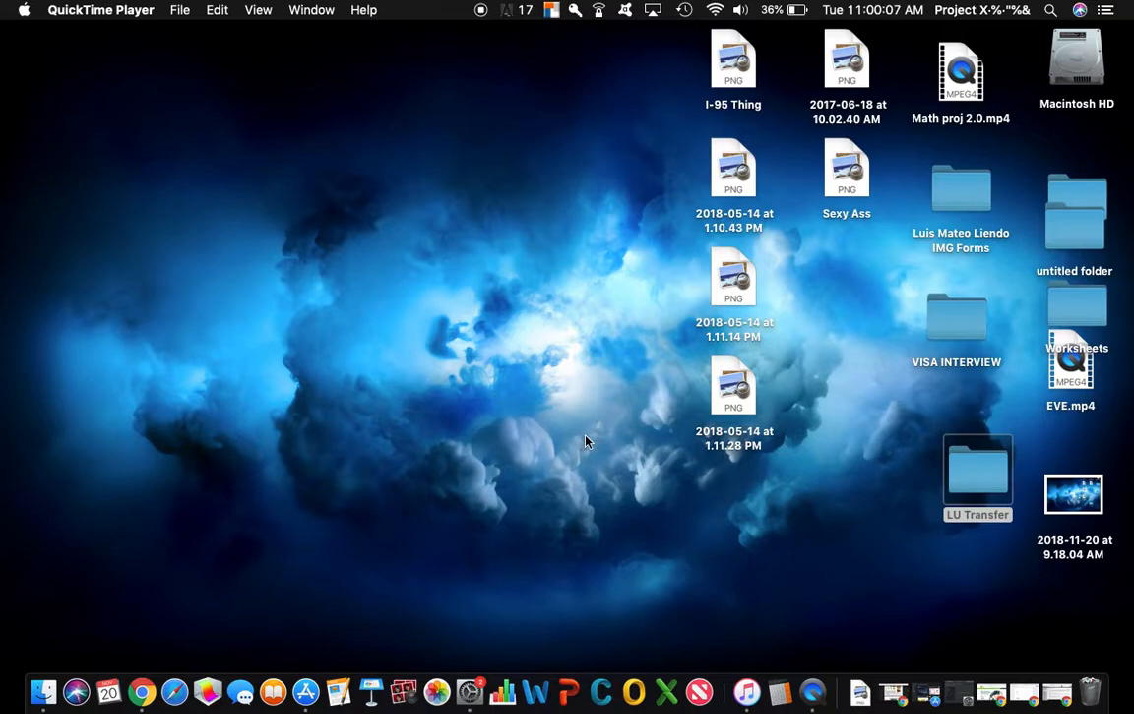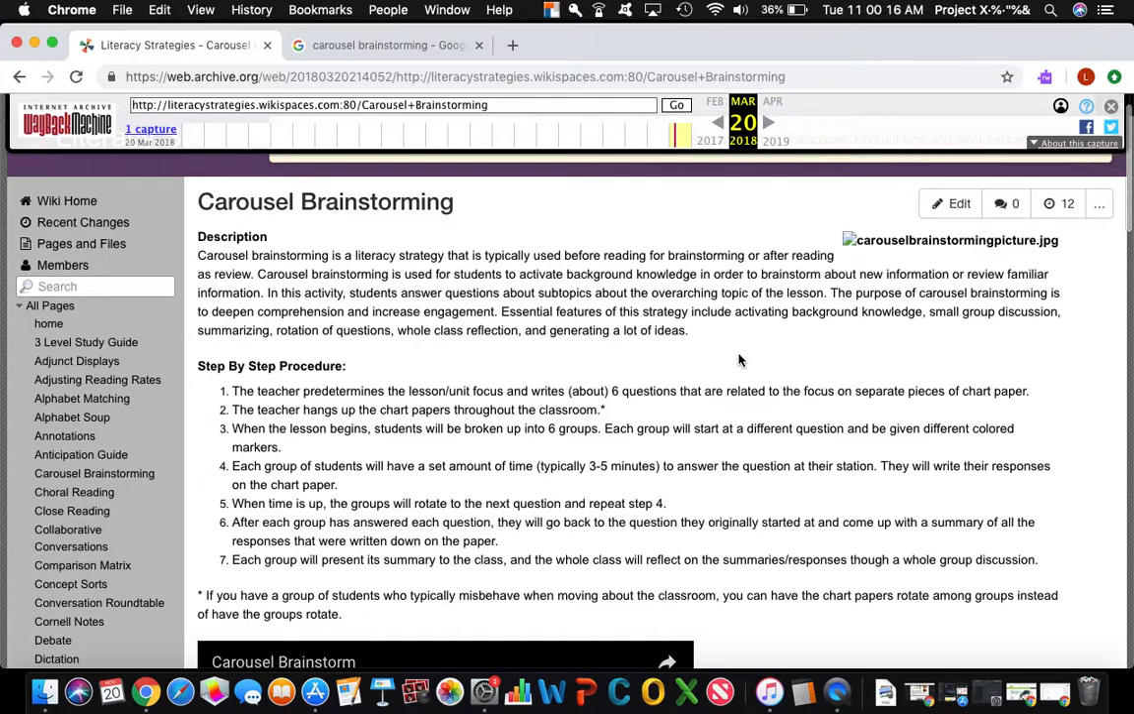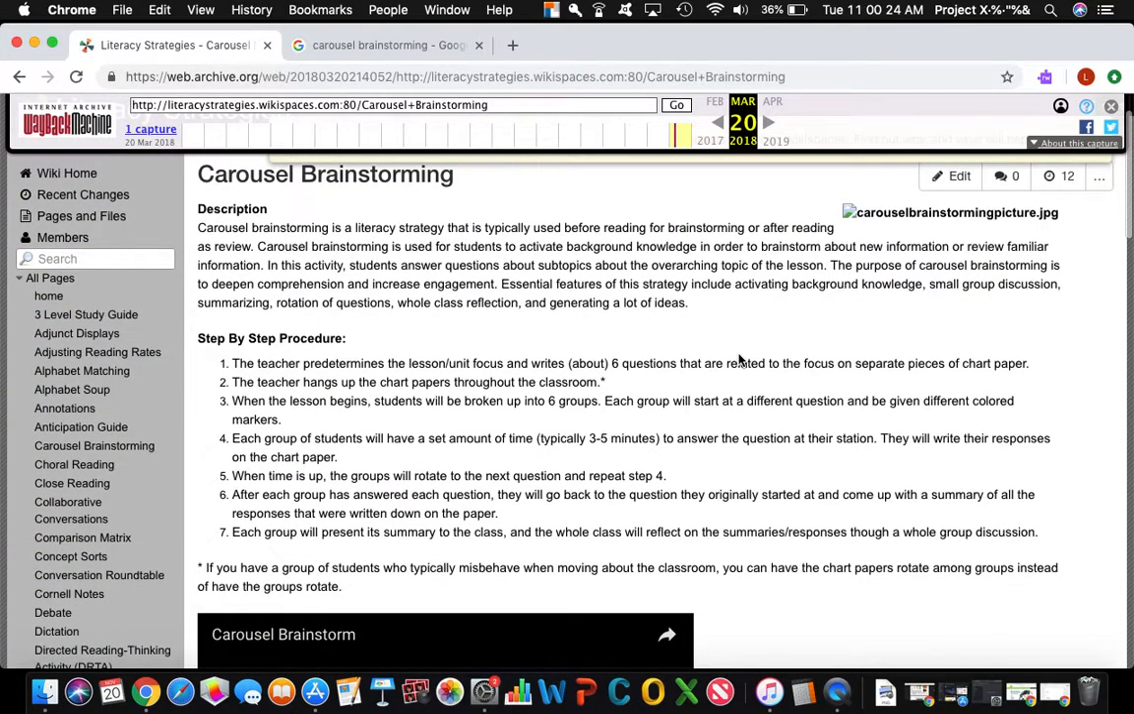For our second technology, we're actually going to talk about an activity that can be done before doing something in class. It's also known as a carousel brainstorming. And pretty much what happens in a carousel brainstorming is a teacher predetermines what the class is going to learn. According to that, the teacher then creates six questions.